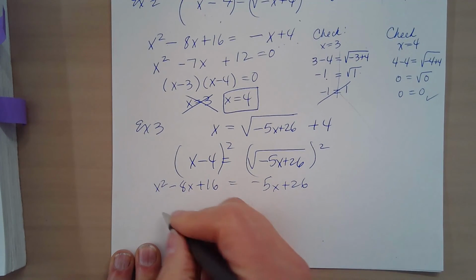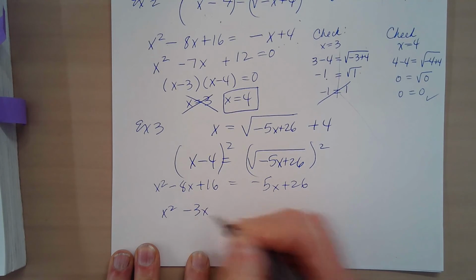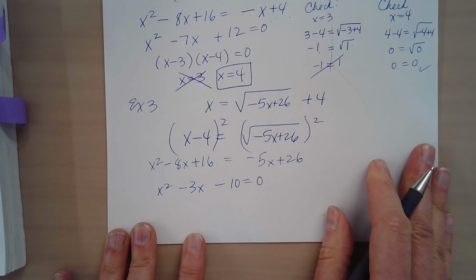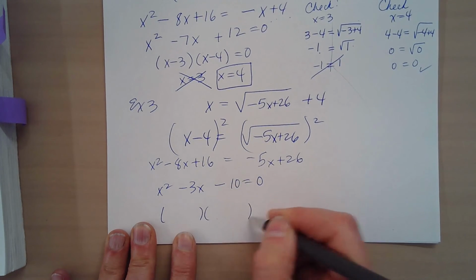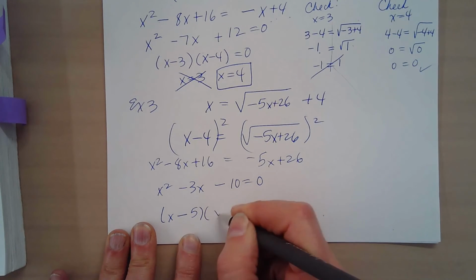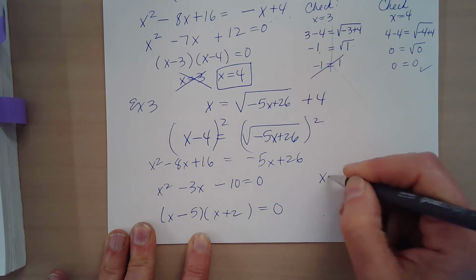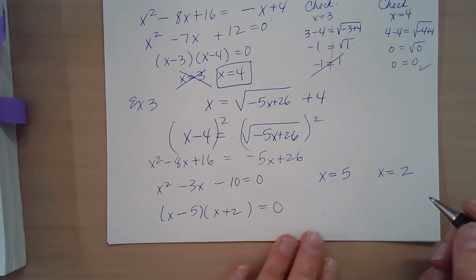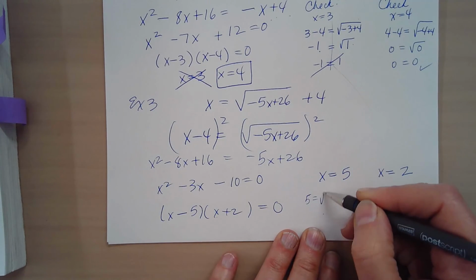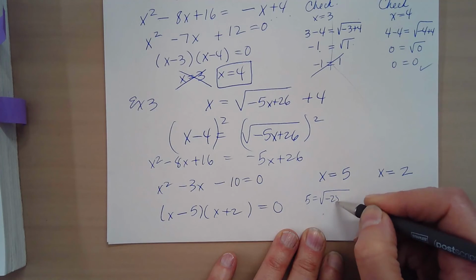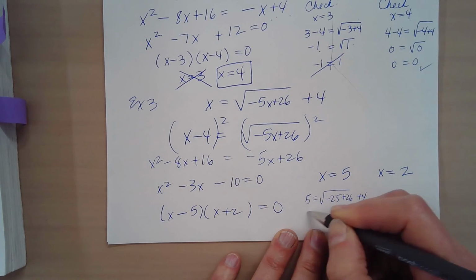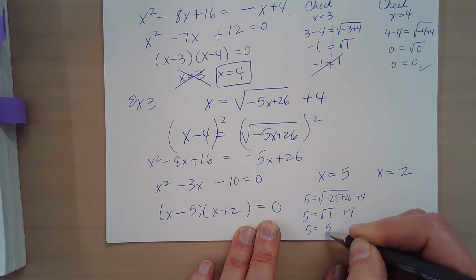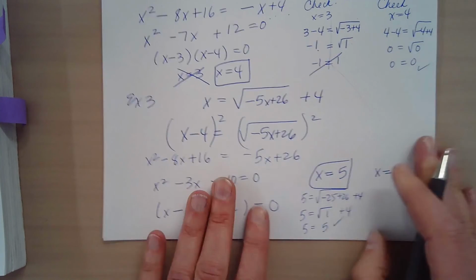Okay, so I move my 5x over. That's a 3x and then minus 10. Okay, Johannes, what factors of 10 would give me negative 3? That'd be a minus 5, right? And a plus 2. So then I get, possibly, x is 5 or x is negative 2. So let's see. Does 5 equal the square root of minus 25 plus 26 plus 4? Does 5 equal the square root of 1 plus 4? Yeah, that works, right? Okay, so that one's good.